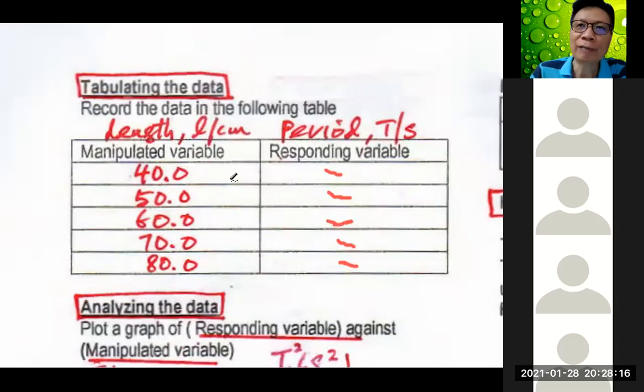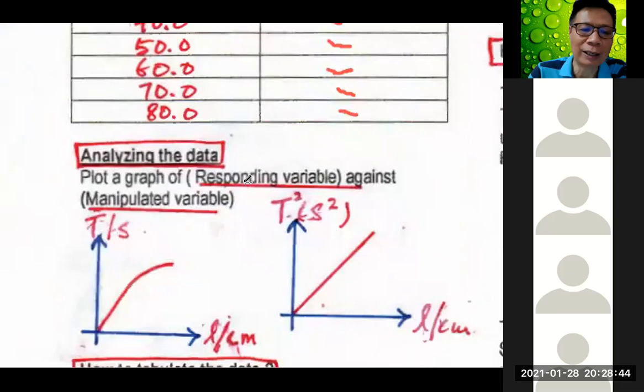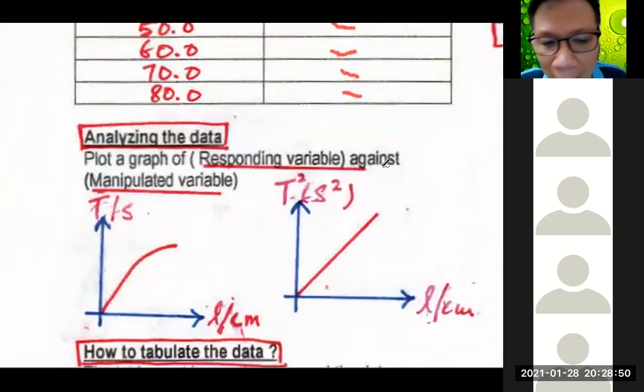Okay. After you have the table filled up with all the data, next will be plotting graph. Why do we need to plot a graph? Because you must see the pattern of the graph, then only you know the relationship, you know the result. Now analyzing data. Use the graph, you see how the graph is. Okay, can you copy the graph? Copy first, explain later. Okay, you copy now.